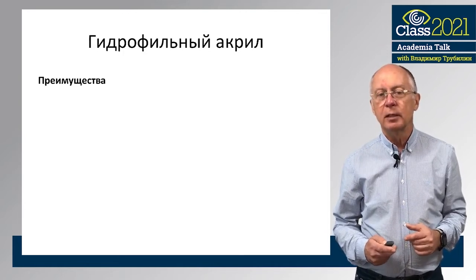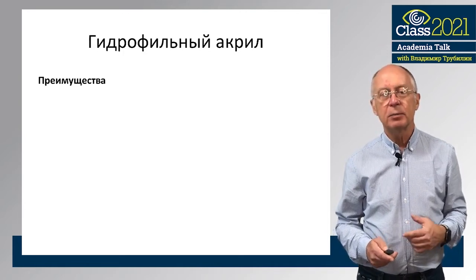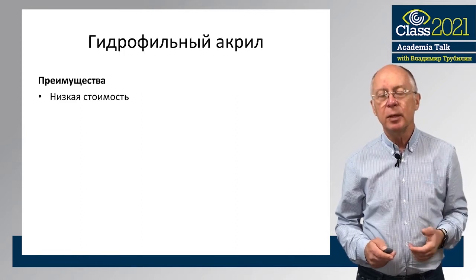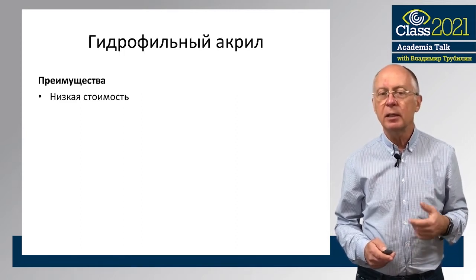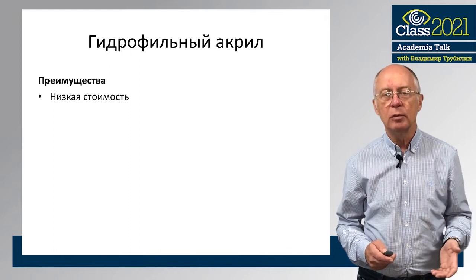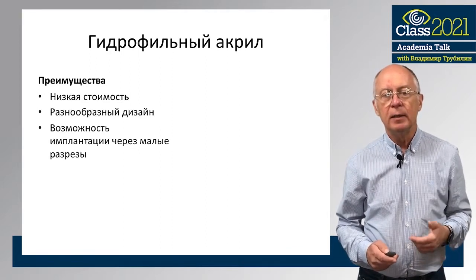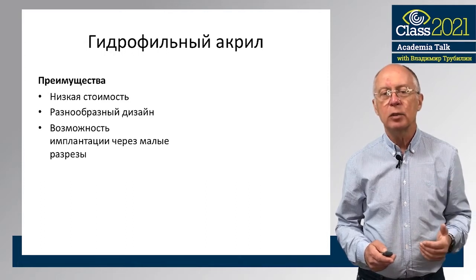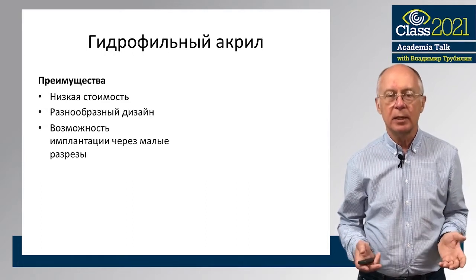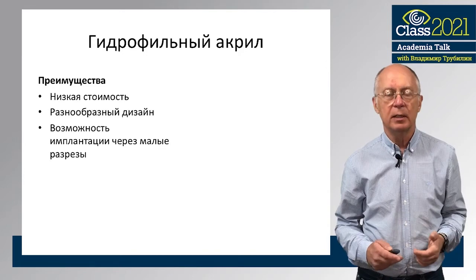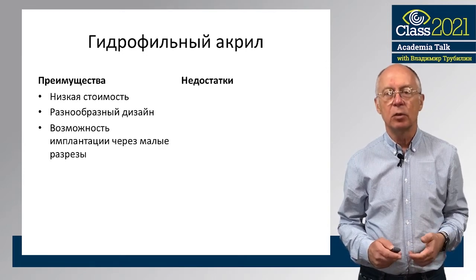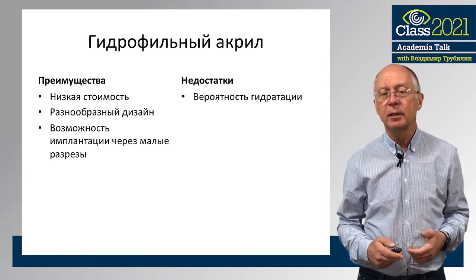Lenses made from hydrophilic acrylic are very popular. Why is this? They have several advantages. This material is cheap, it is easy to manufacture lenses of any design from it, and these lenses are well implanted through small incisions, which has been very relevant to us since we switched to phacoemulsification.